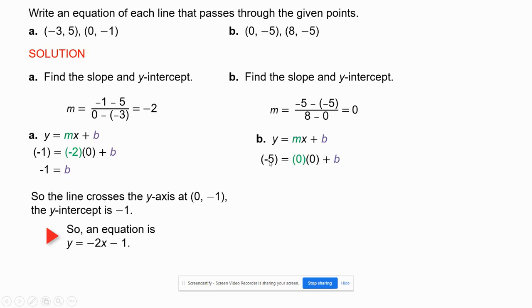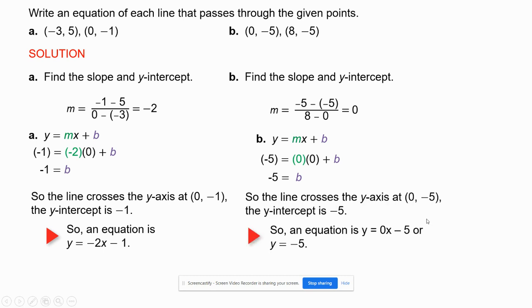So I replace y with -5, and I replace x with 0. M, the slope, also gets replaced with 0, and 0 times 0 is 0. So b equals -5. That means our y-intercept is -5. So our line is, I could write it as y equals 0x minus 5, but 0x means there's no x there, so we might as well just write it as y equals -5.